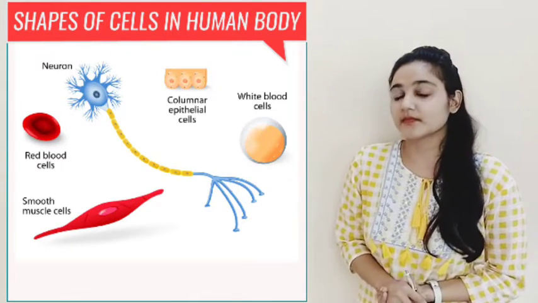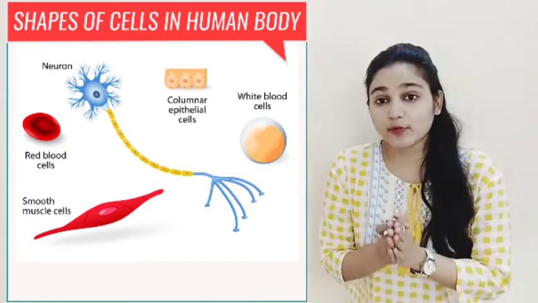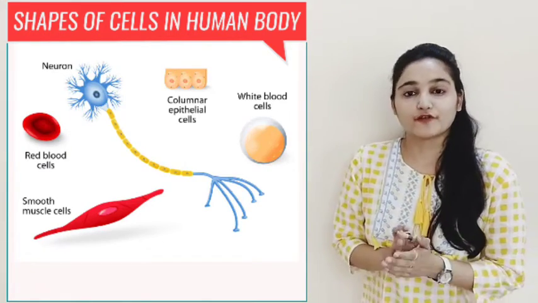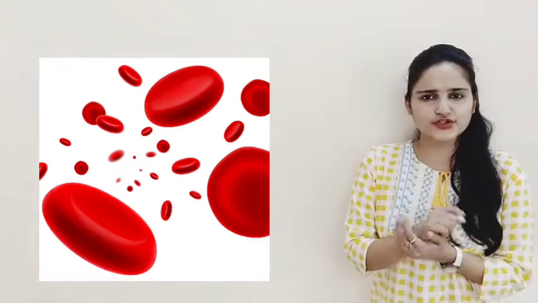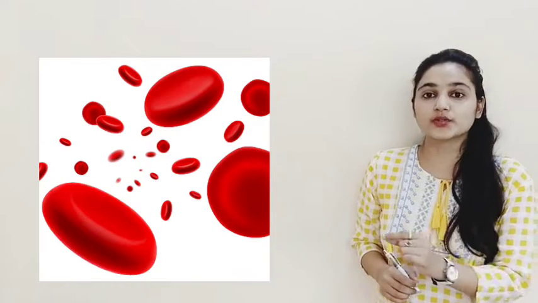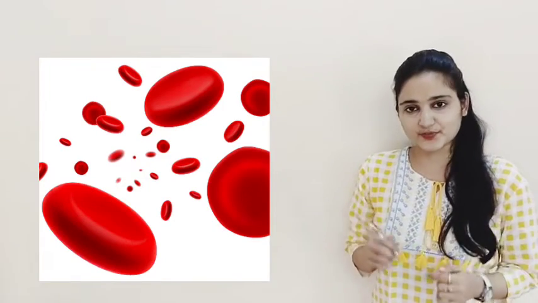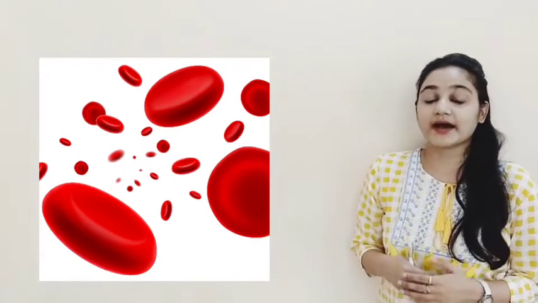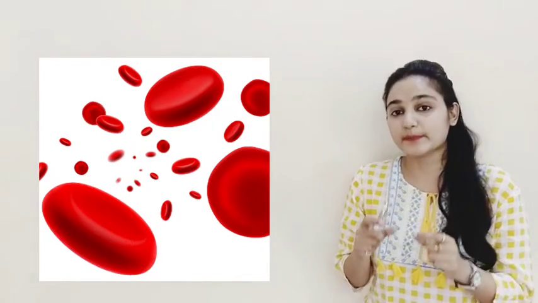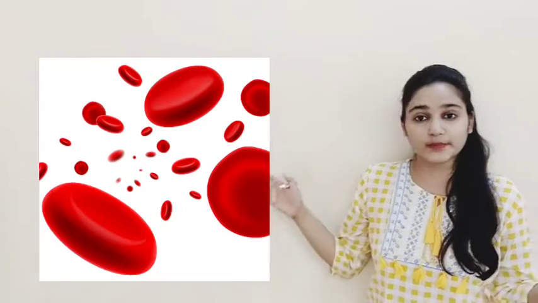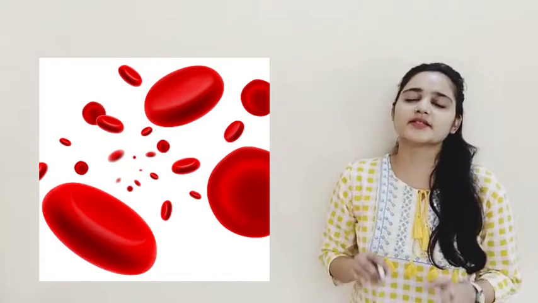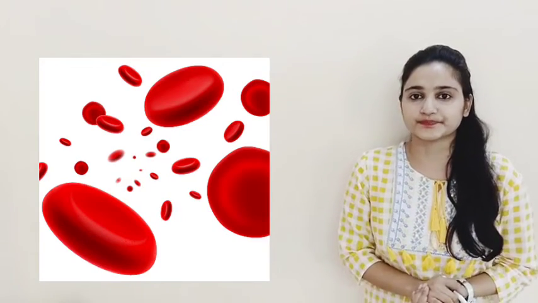Okay? But the shape of the cell is related to the cell function. For example, what is the function of red blood cell? Red blood cells pass through the thin blood vessels and transport oxygen. They are biconcave. But if we change the shape of the red blood cell, they will not be able to perform their function. Right? So the shape is a very important factor.